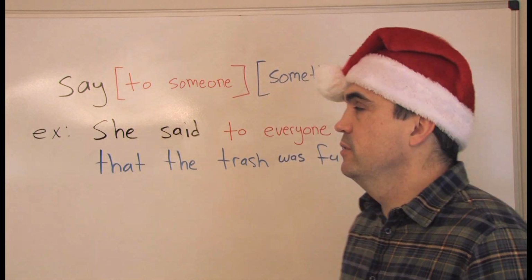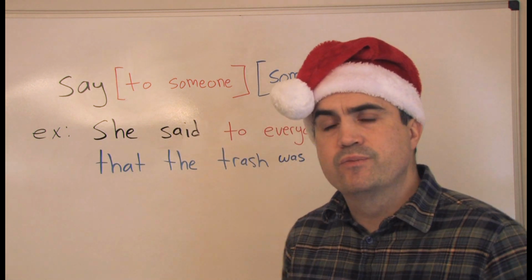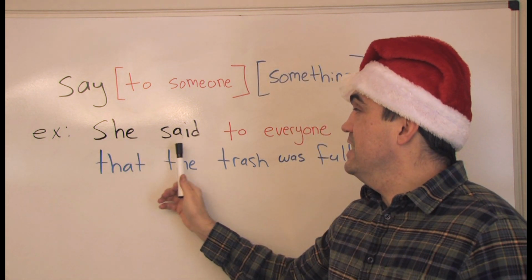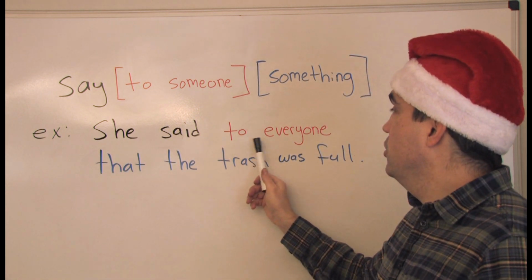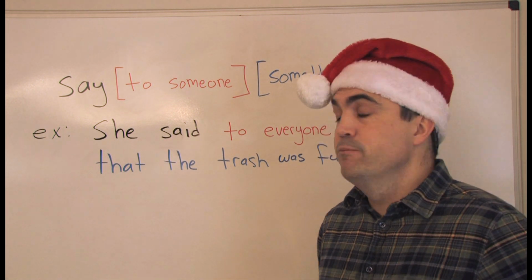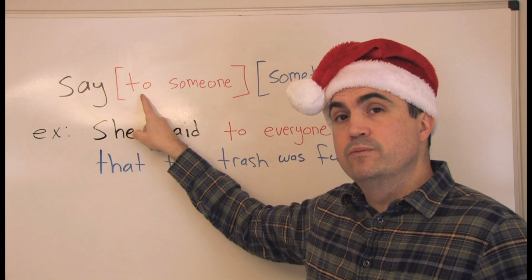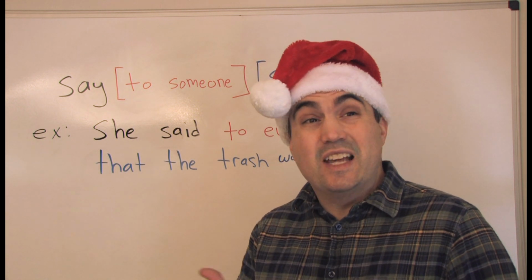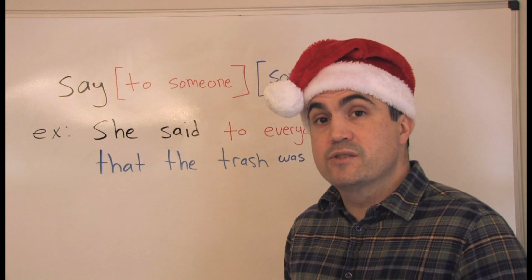Okay, let's look at this example. Say to someone something. Well, in this example, it works very well for reported speech. She said, past tense, right? Reported speech. She said to everyone that the trash was full. Okay? So if we want to add a person or an audience, we're going to use to. We could use this in the present tense, couldn't we? Well, she says to everyone that the trash is full, right? That also works.